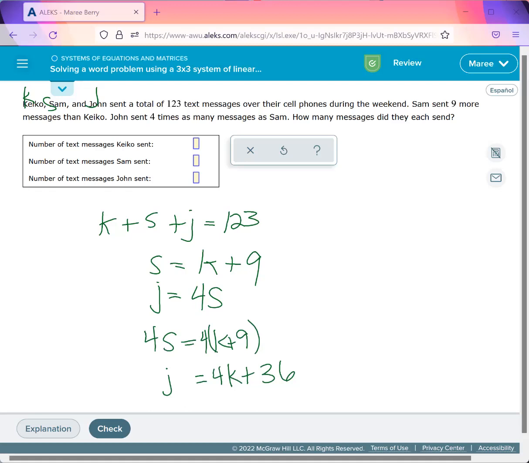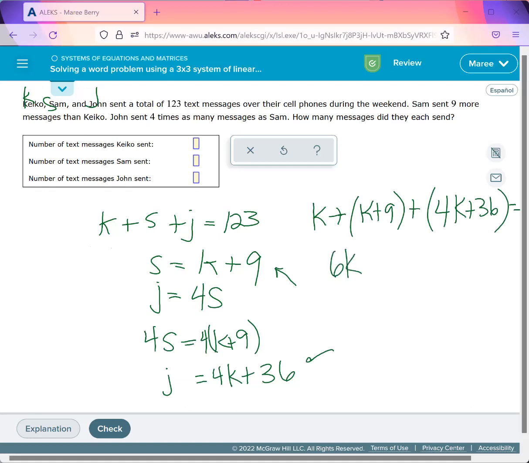Oh, so wait a minute. So we have J. So K is K. How about this? We'll do K. S is K plus 9. So we'll just plug in K plus 9. And then J is 4K plus 36. And that equals our 123. So let's add like terms. So we have K plus 4K is 6K. 9 plus 36 is 45, and that equals 123.